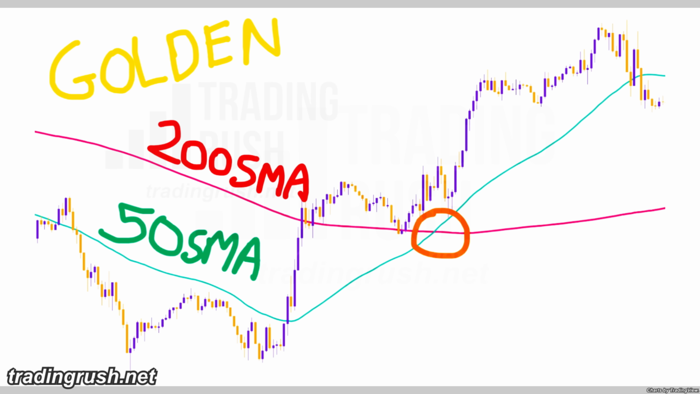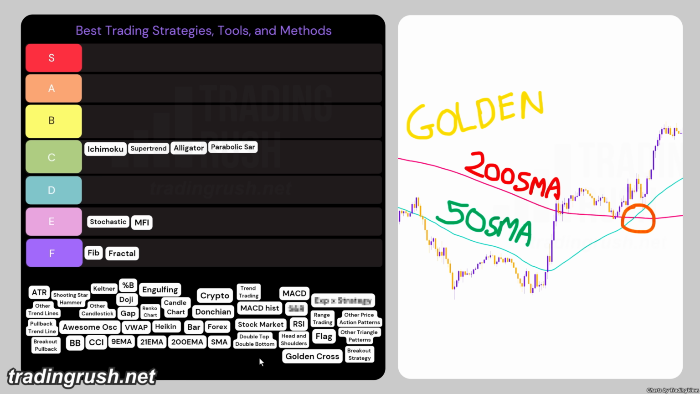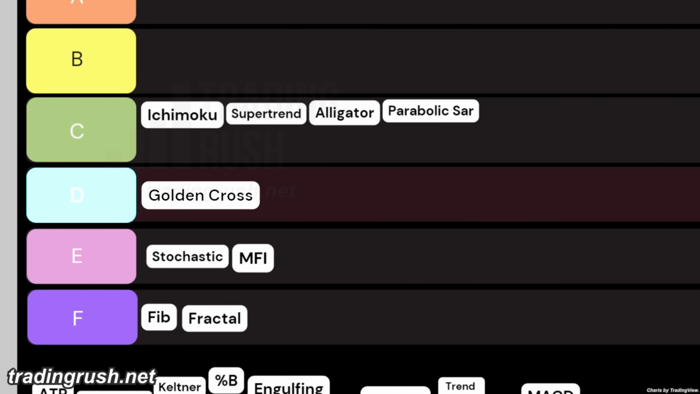Next is the golden cross strategy. This is one of those ancient strategies that survived different market conditions, and for a good reason. It just works, but mostly on the higher time frames, such as 1 day. I would say I have found this strategy more reliable on the stock market higher time frame. Still, it's not something I would use as the main strategy. So, it goes in the D tier.